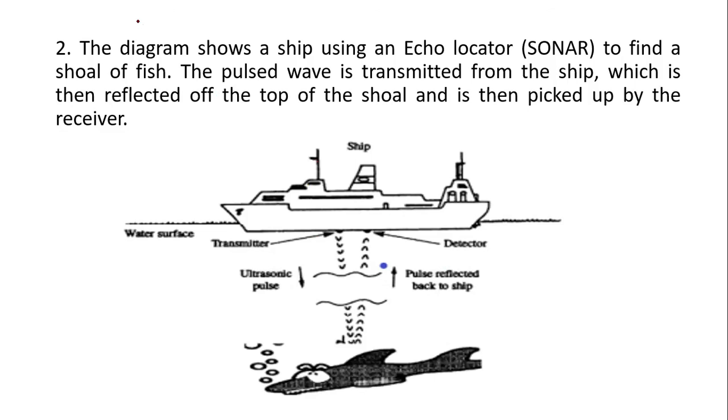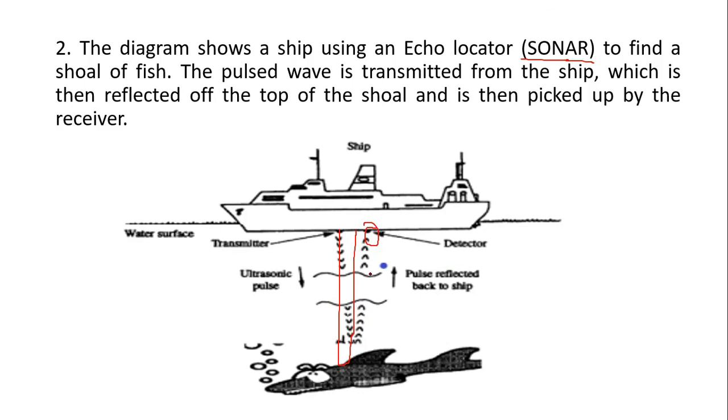Okay, so the diagram shows a ship using an echolocator. So we've heard of sonar. There's been a movie called Sonar, to find a shoal of fish. The pulse wave is transmitted from the ship, which is then reflected off the top of the shoal and is then picked up by the detector. Now, this fish here is going to reflect back the sound. So the ship is going to send the sound, okay? When it hits the shoal of fish here, it bounces off and goes back. So here, you see, this one is a detector. This is the one that is detecting. This one is a transmitter, it sends the sound. Then when the sound comes back, it will be detected by this one.